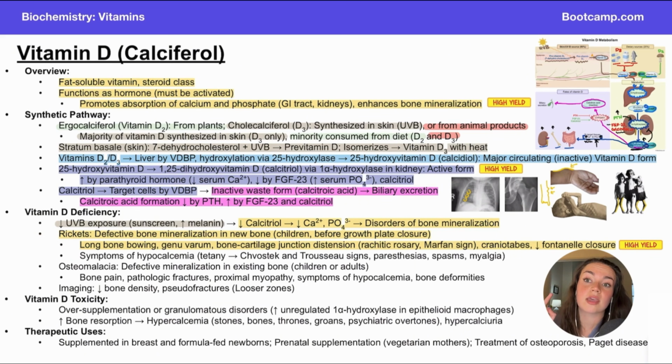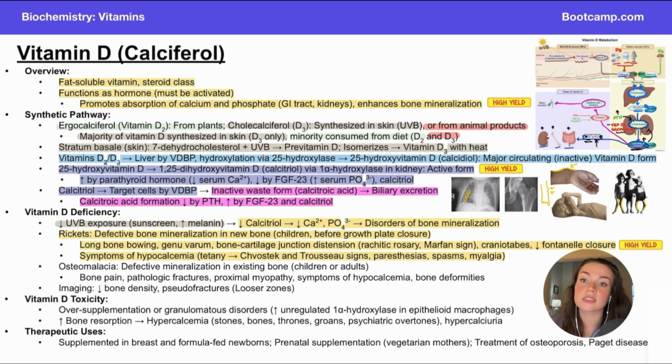This is one of those ones that they want you to be able to diagnose based on clinical presentation. Other things you might see in rickets are symptoms of hypocalcemia. So tetany causing the Chvostek and Trousseau signs. Chvostek sign being when you tap on the cheek right in front of the ear of a patient with hypocalcemia, they'll have twitching of the facial muscles. And the Trousseau sign is a carpal spasm when a blood pressure cuff is inflated around the patient's arm. Other symptoms of hypocalcemia include paresthesias, spasms, and myalgia.